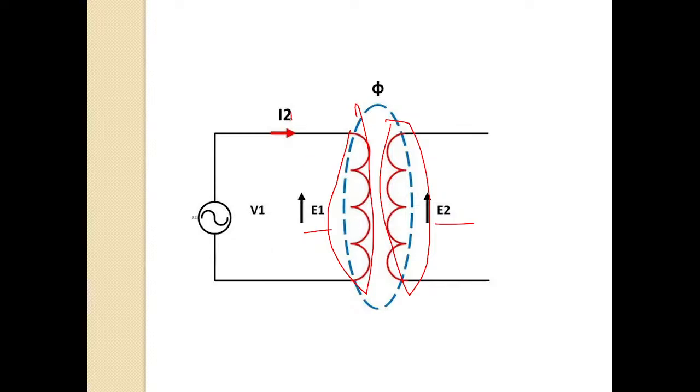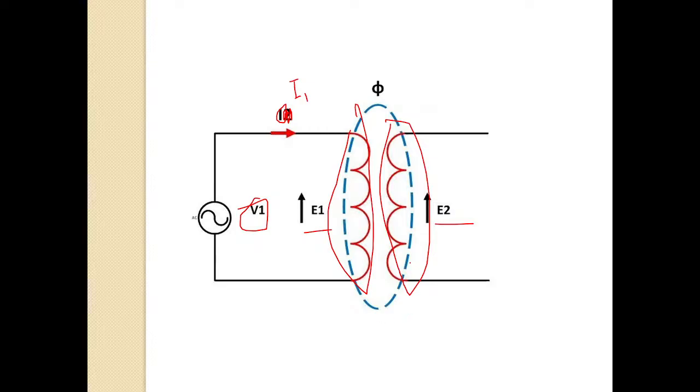So this is I1 current. Here I have written I2, okay, this is not I2. This is I1, not I2, it is I1. So the supply voltage that we are giving here is V1.